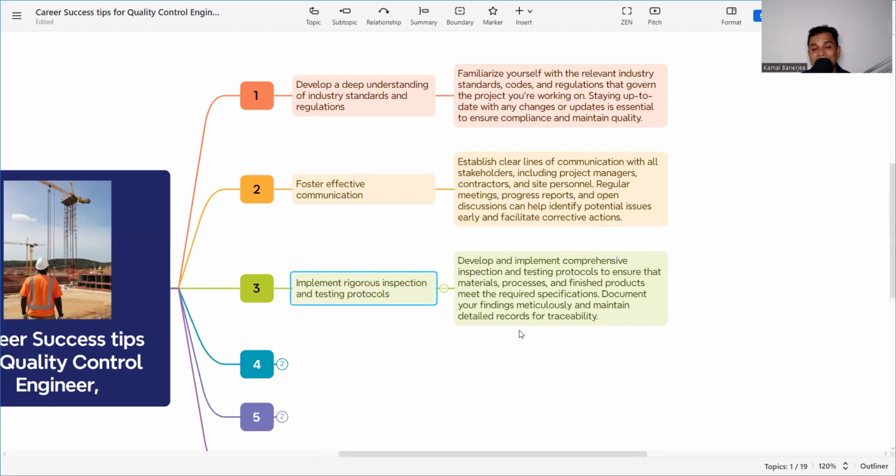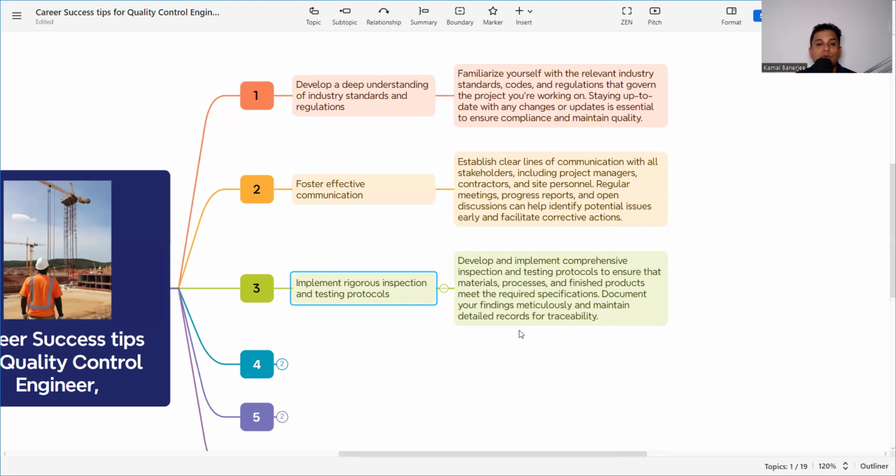The same thing in our quality control also: you need to develop and implement a comprehensive inspection and testing protocol to ensure that the materials, processes and finished products meet the required specification. So you need to keep a close eye on the inspection and testing procedure, that whatever process we made, it is followed at the site whenever we are doing any kind of work, maybe concrete, maybe block work, whatever.